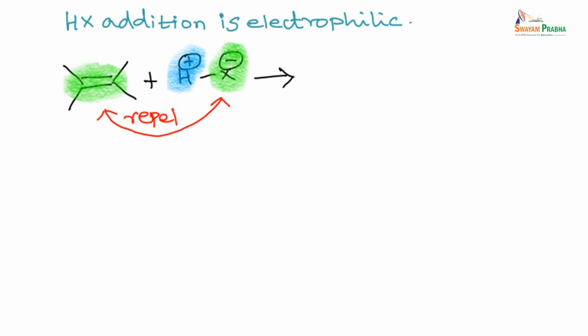Now between these two individual species, which will add across the double bond? The X minus is electron rich, and the alkene is also electron rich, so they both repel each other, so they don't add in the first step.